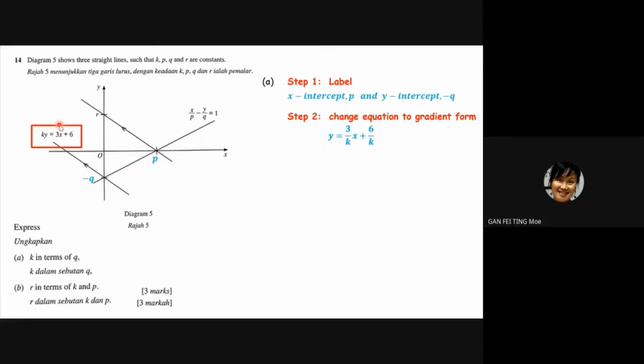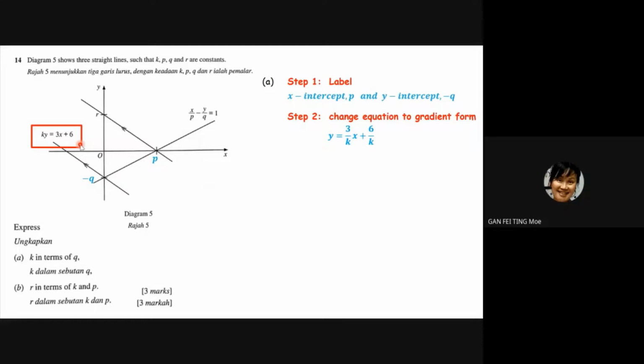Now what can you say about this? Because the question says k in terms of q, can you see the k here, here, here? And this one? This is gradient form. This is your y-intercept. And in the diagram, they give the y-intercept as negative q. What can you tell me about this?